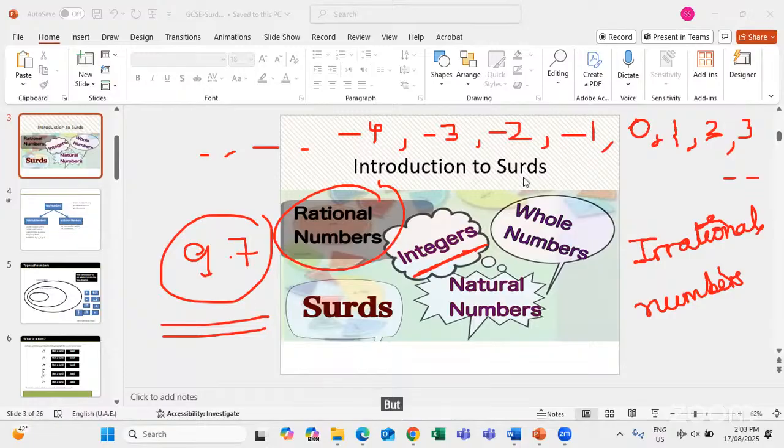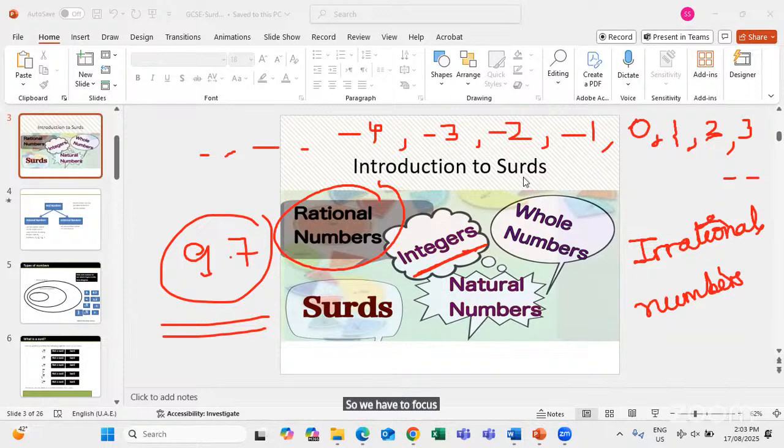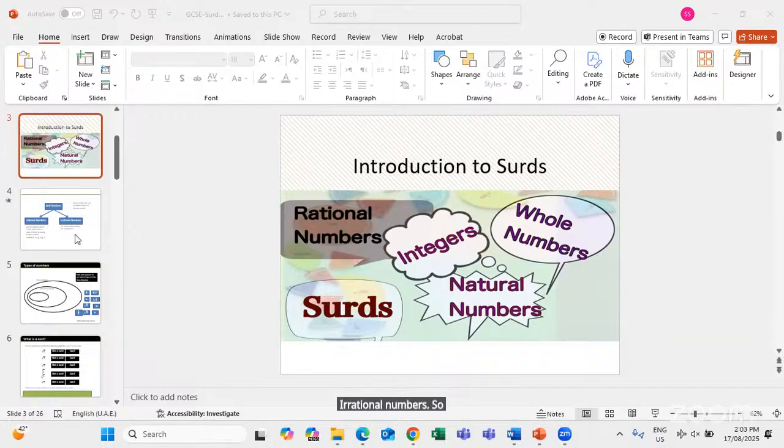But there is one very important condition on the rational numbers and irrational numbers. Just by saying that a fraction is a rational number, no, there is a certain condition. So we have to focus more on rational numbers and irrational numbers. So let's discuss it in detail.